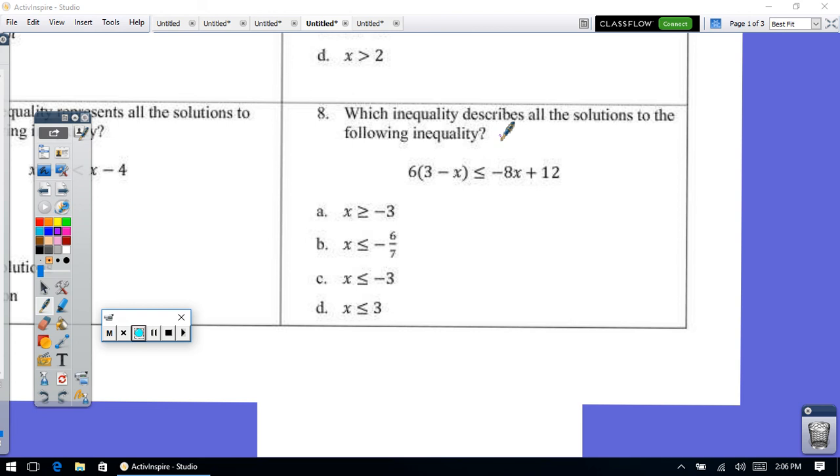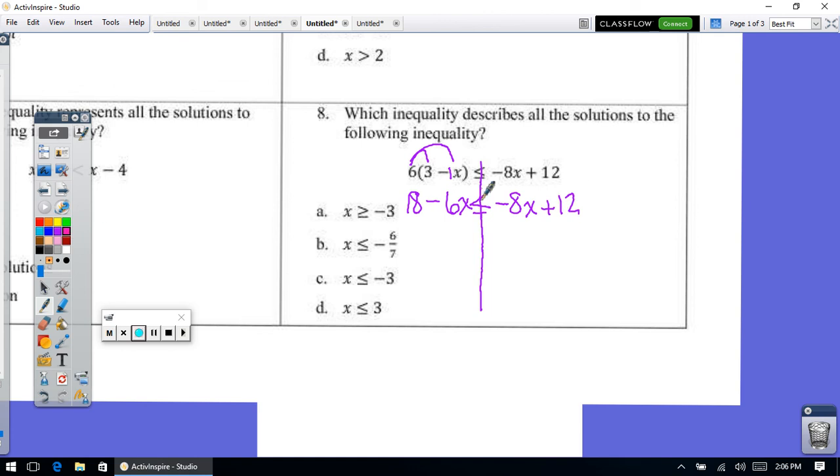Question 8, which inequality describes all of the solutions? So we need to solve for x, split this guy up, distribute. 6 times 3 is 18. 6 times negative 1x is negative 6x. If you want to bring down your inequality sign, you can. And then bring down negative 8x plus 12.